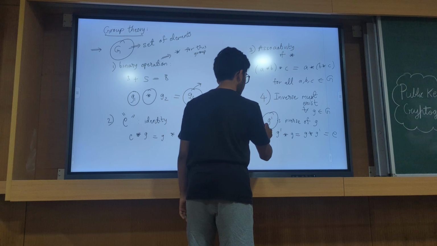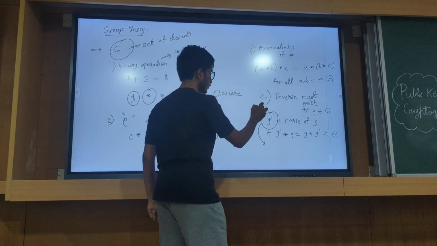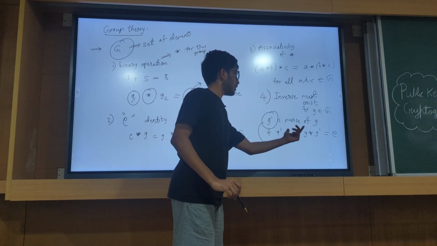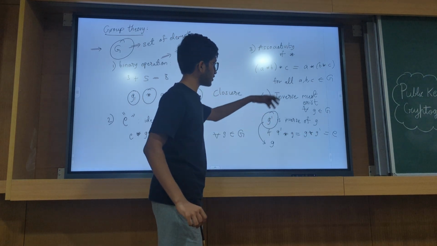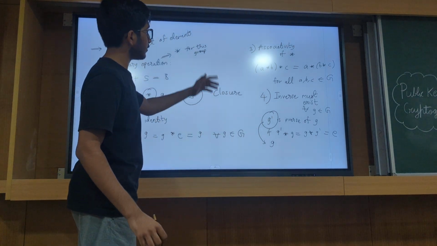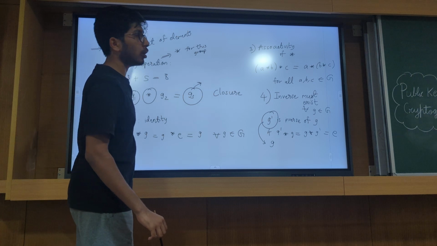And the inverse must be unique. The inverse of any element must be unique. So the inverse of G dash is G and the inverse of G is G dash, because if you interchange them here, it will satisfy. So the inverse must exist and it should be unique. So these are the four properties that a set of elements should satisfy. If it satisfies them, then it is called a group.